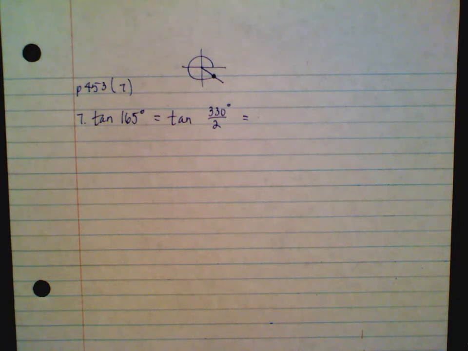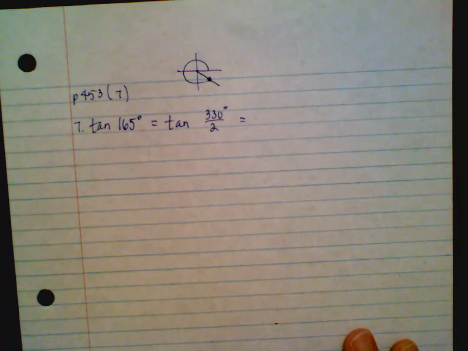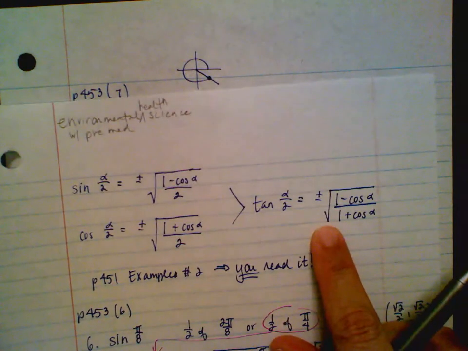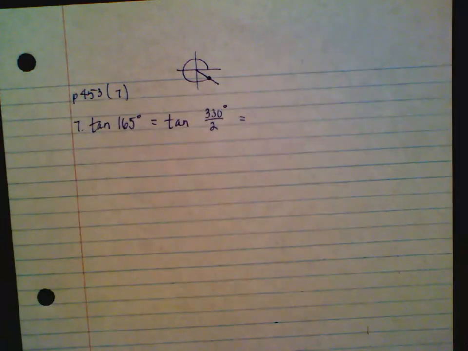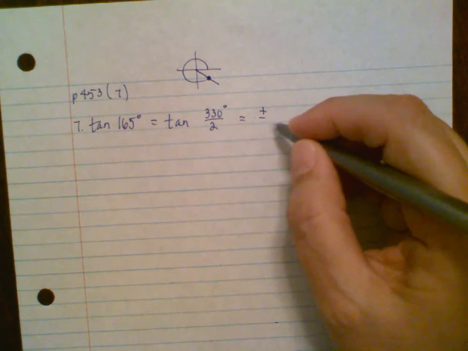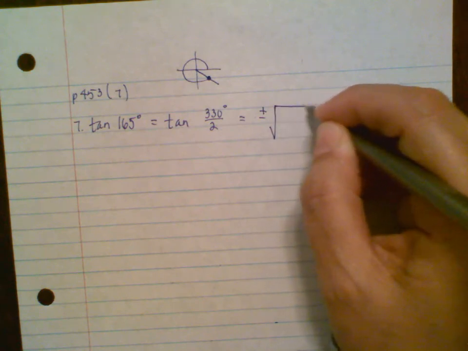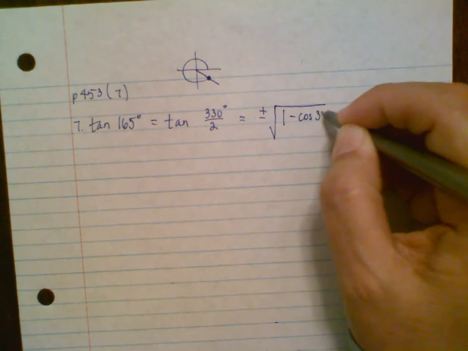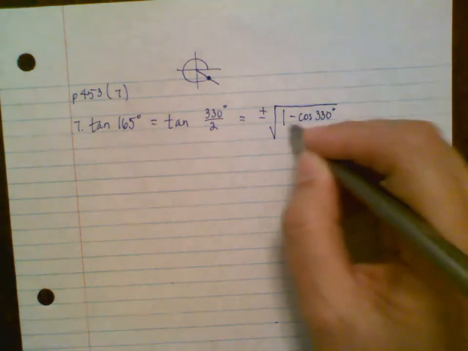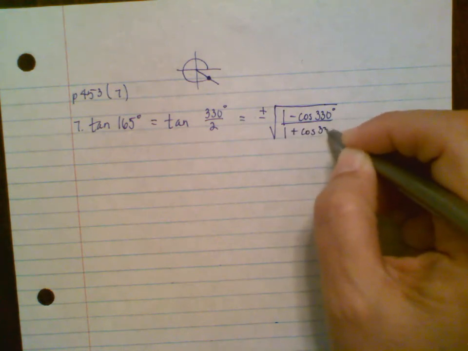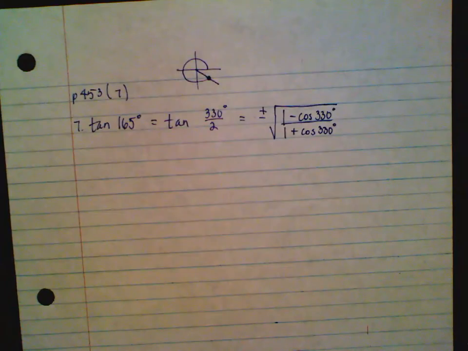All right, so we're going to use this formula here. This is the positive or negative square root of 1 minus the cosine of 330 divided by 1 plus the cosine of 330 degrees.